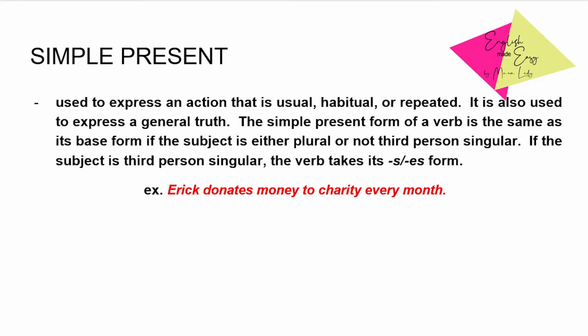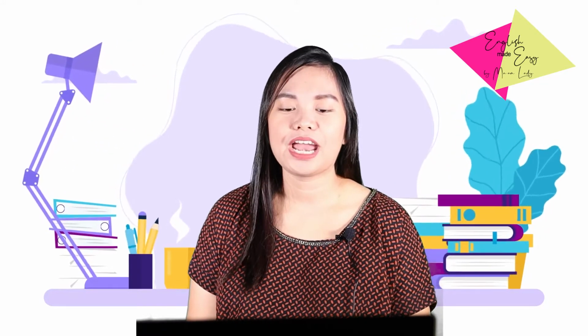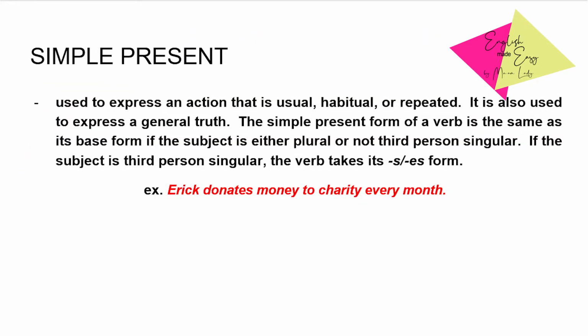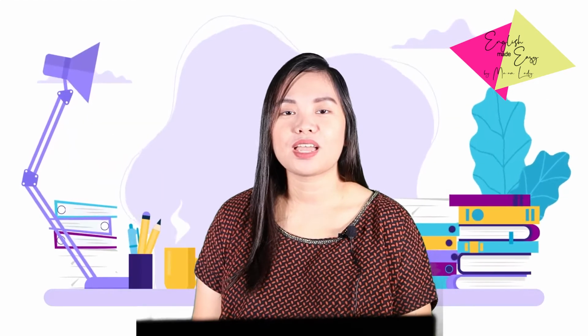So, the simple present verb is always the base form or the original verb or the original word, depending if it's plural or third person singular. Third person singular, such as he, she, yan. Yan yung mga third person. So, for example, Eric donates money to charity every month. Notice that the verb donates, from the original verb or the base form of the verb, donate, it became now donates.